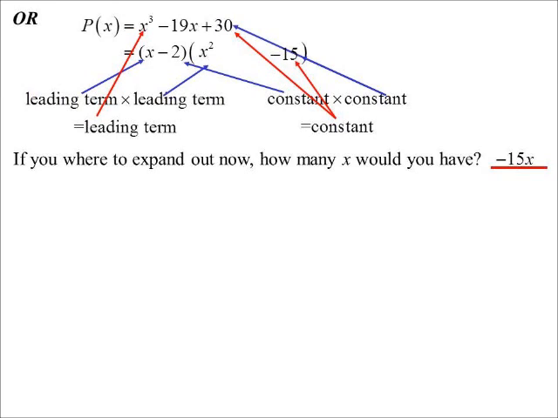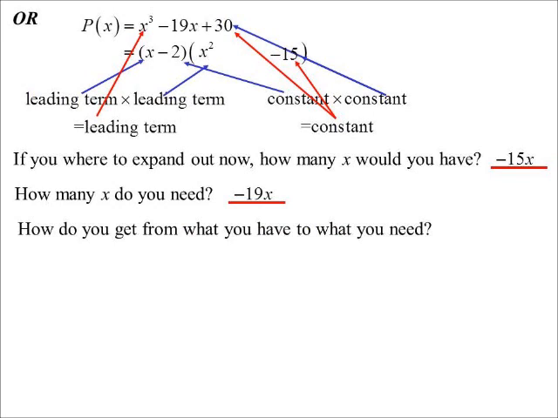Well, at the moment, if I expand it out, there's only one expansion that's going to give me something x, and that's the minus 15 times x. I've got minus 15x, but I want minus 19x. So therefore, minus 2 times this middle term must give me the rest of them. So how many do I need? I need minus 19. Well, how do I get from what I have to what I need?